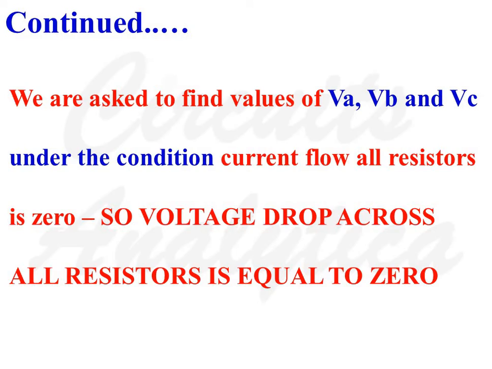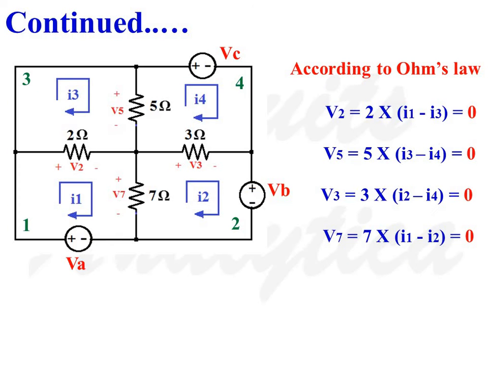We are asked to find values of VA, VB and VC under the condition that current flow through all resistors is 0. That means voltage drop across all resistors is also equal to 0. So according to Ohm's law, V2 is equal to 0, V5 is equal to 0, V3 is equal to 0 and V7 is equal to 0, as current which flows through these resistors is equal to 0.